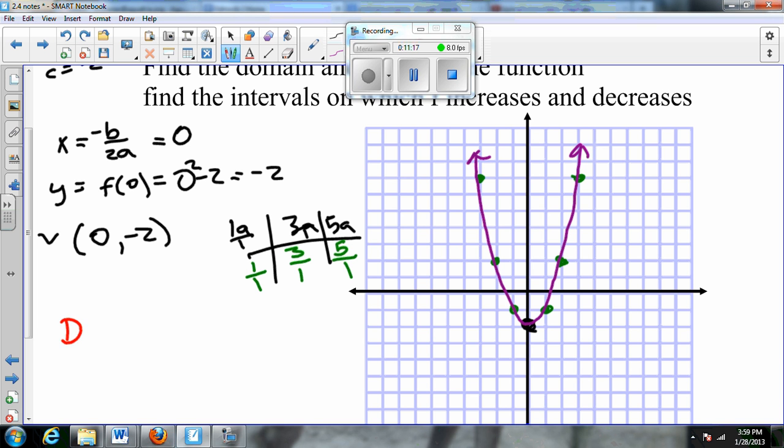So our domain, which is our x values, will keep going to the left and keep going to the right, so it's all real numbers. Our range: we have a lowest point, a minimum on the parabola at -2. It will never go lower than that. So it's included and it will go to infinity.